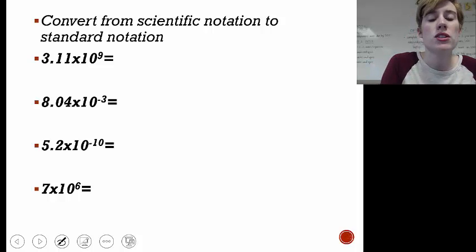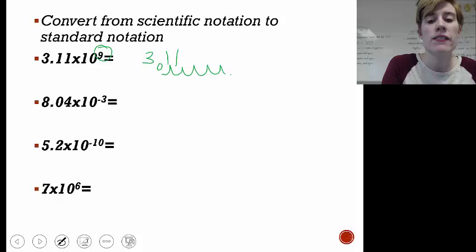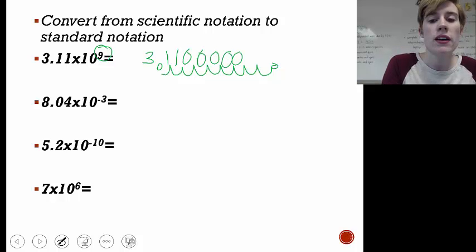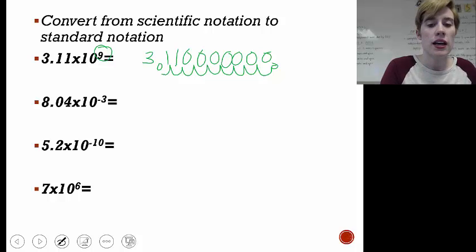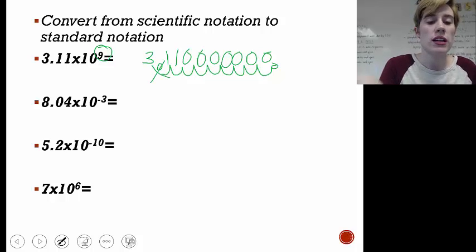Okay, so for this one, it's a positive value, so it's going to be a much bigger number. So here's my decimal. I'm going to move it 1, 2, 3, 4, 5, 6, 7, 8, 9. Now here's my new decimal. So I have 1, 2, 3, 4, 5, 6, 7 zeros there. So there should be 7 zeros, and our decimal has been moved to the very end.